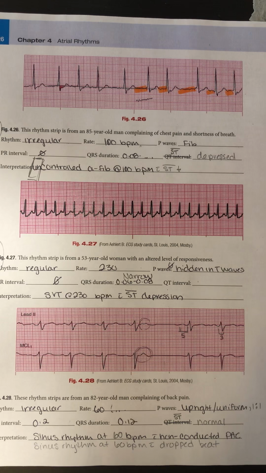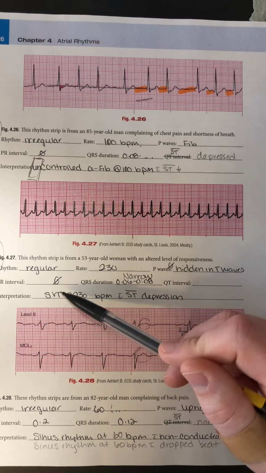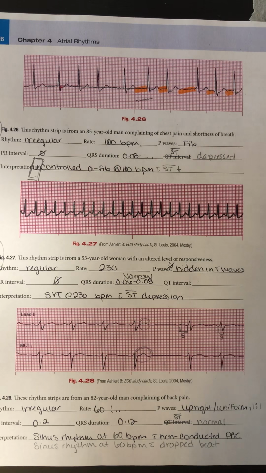Because this rhythm is over 150 beats per minute, we're not going to be counting any P waves, which means we're not going to be counting any PR interval. For this class, we do consider any narrow complex rate that is regular and over 150 beats per minute to be supraventricular tachycardia, or SVT.